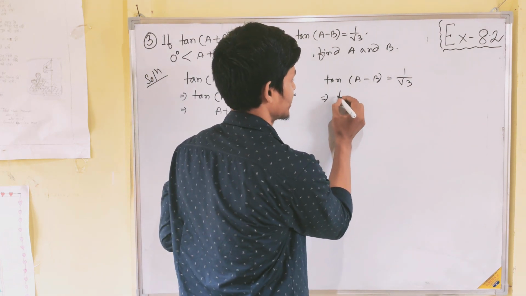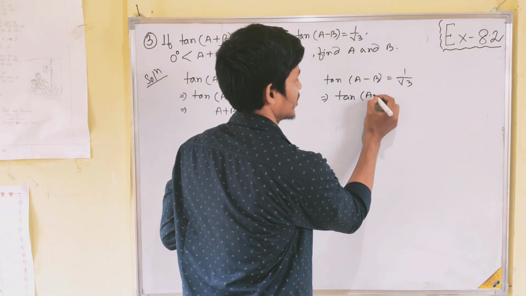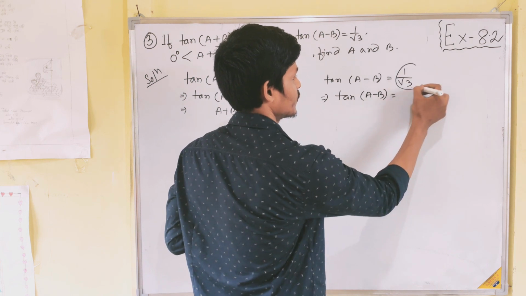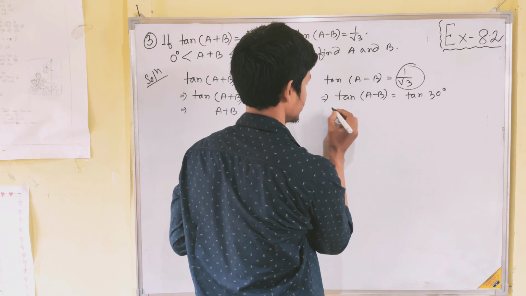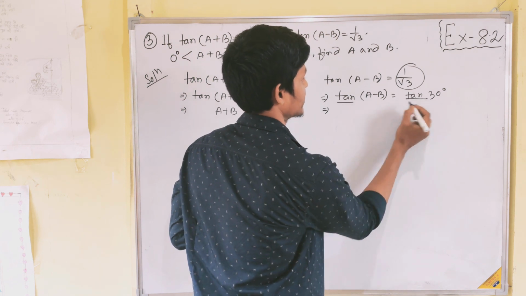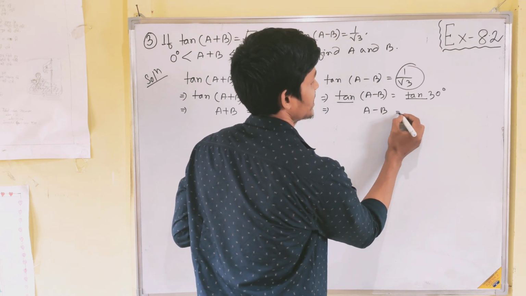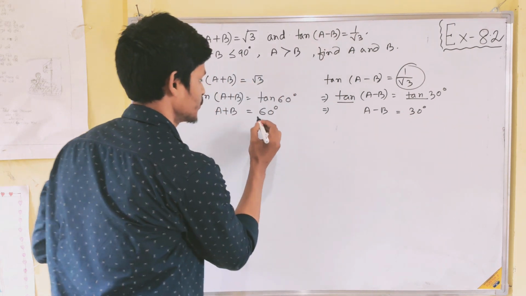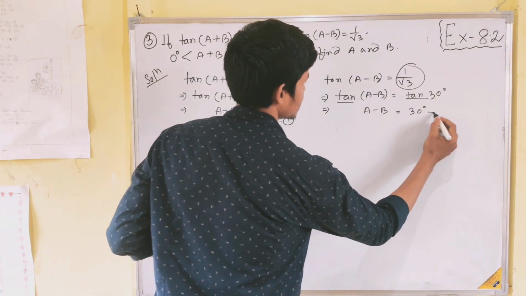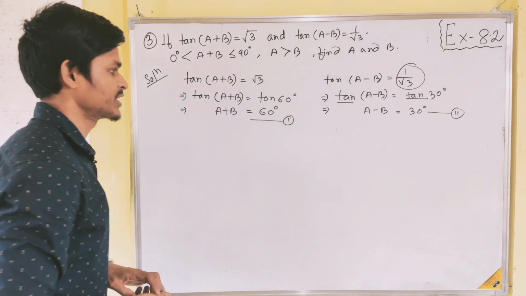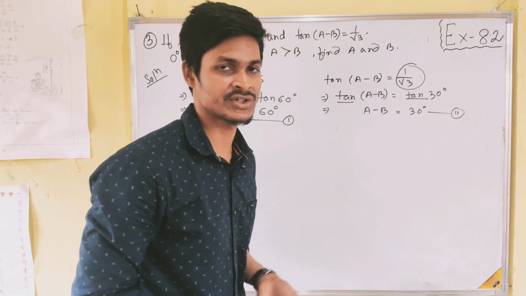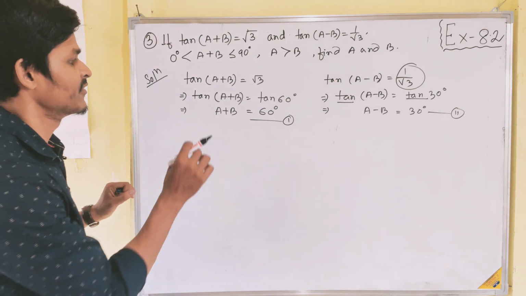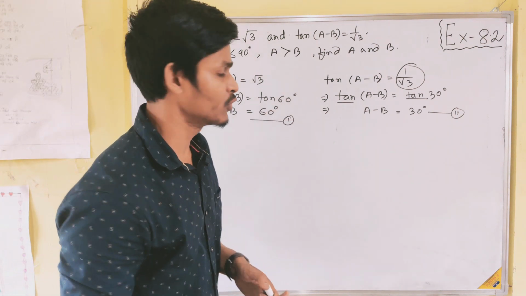So from this you can write tan of (A minus B), in place of 1 by root 3 you can write tan 30 degree. Both sides tan, so that means you can write A minus B equal to 30 degree. Give this equation 1 and this equation 2. Now you see A plus B equal to 60 degree, A minus B equal to 30 degree. Two equations, from these two equations you can easily find the values of A and B.